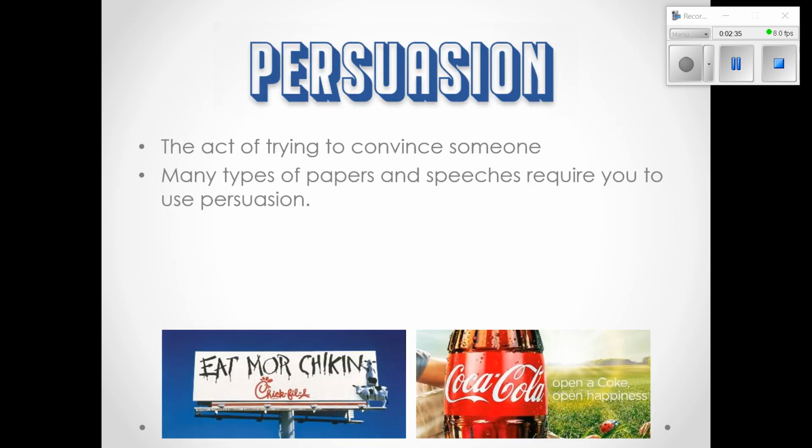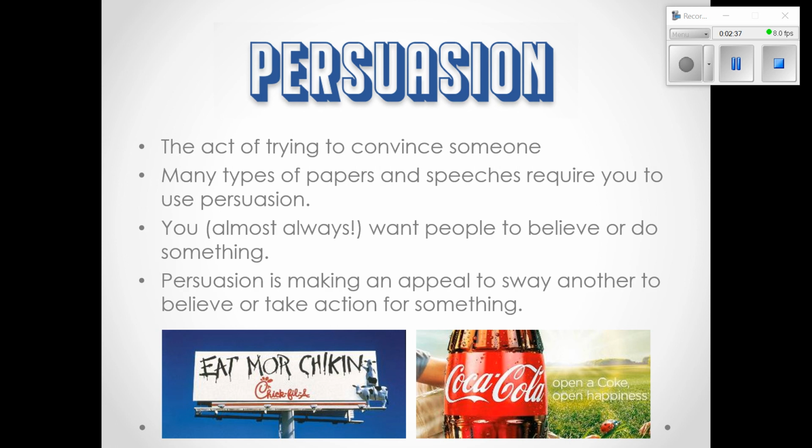So persuasion, as we've discussed before, is the act of trying to convince someone. So you're trying to get them to either buy something, to do something, to believe in something. Many types of papers and speeches require persuasion, like we talked about. But always, always, always, they want you to believe in something, buy something, or do something. So we see it all the time. Eat more chicken, Coca-Cola commercials. They're always trying to get us to buy that product.